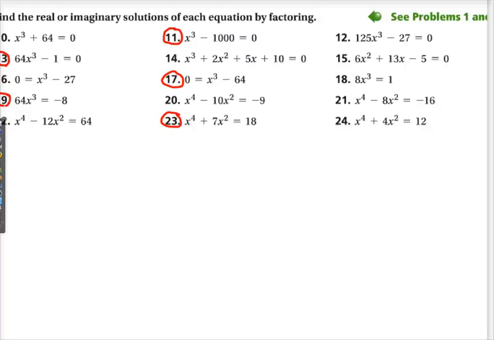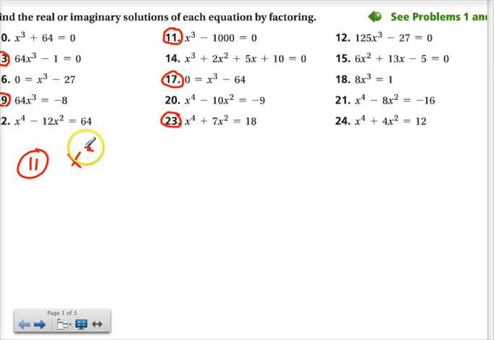These are the frequently asked questions for Algebra 2 for section 5.3, day 1. Going back and doing some factoring, we're looking at number 11. We have x cubed minus 1,000 equals 0. And this is a difference of two cubes pattern.